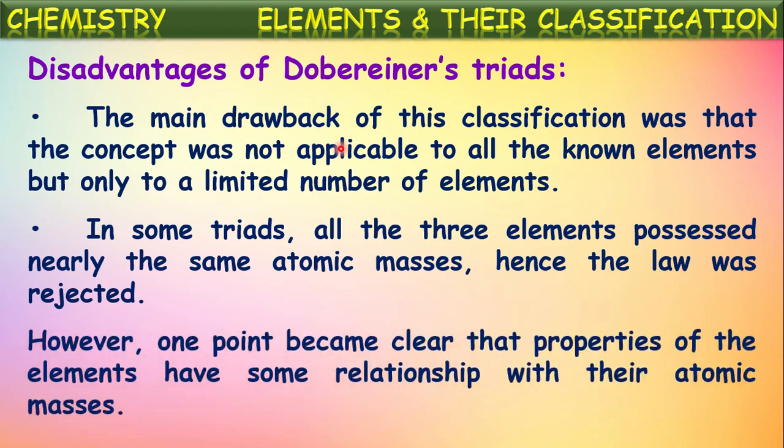However, one point became clear: the properties of the elements have some relationship with their atomic masses. Even though it failed, it gave one piece of information, that the properties of the elements have a certain relationship with their atomic masses. In that way, scientists started studying properties and characteristics by taking atomic mass as a standard.